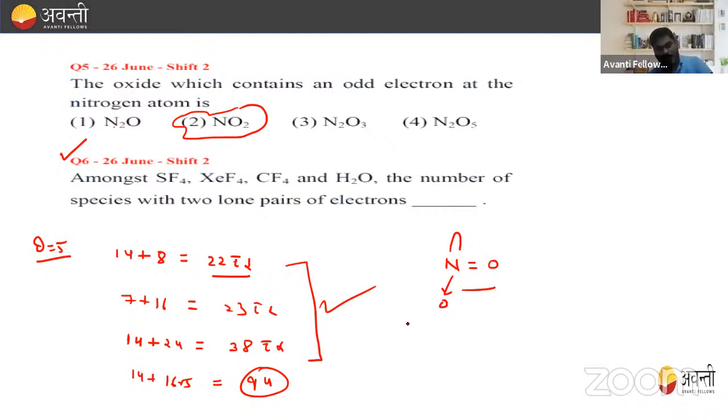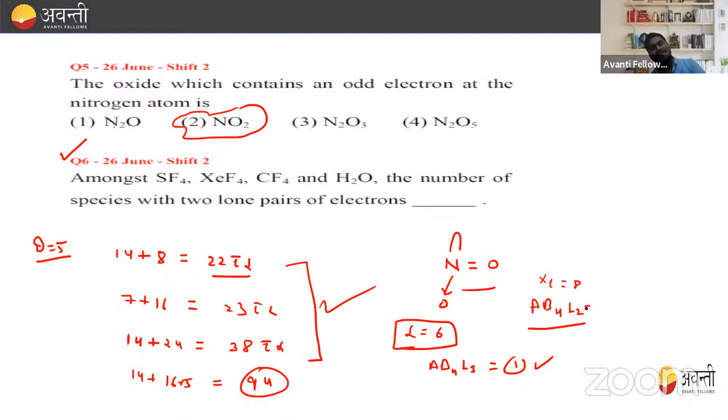If I am talking about SF4, S has 6 electrons. Out of these 6 electrons, 4 are in bonding, so only one lone pair. It is AB4L1 type. So it has only one lone pair, so this is not the correct one. Now XeF4. Xe has 8 electrons. Out of these, 4 are in bonding, so it has 2 lone pairs. It is AB4L2 type.